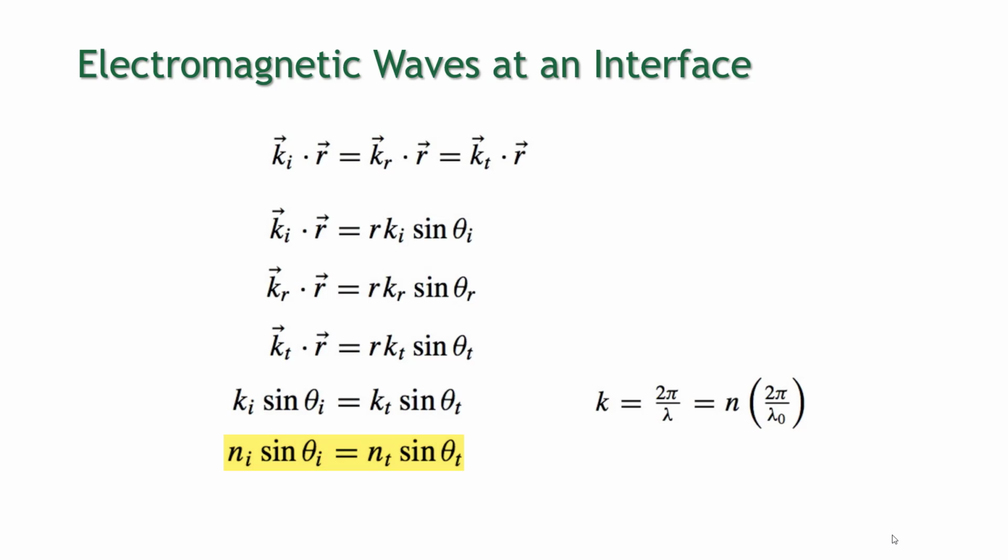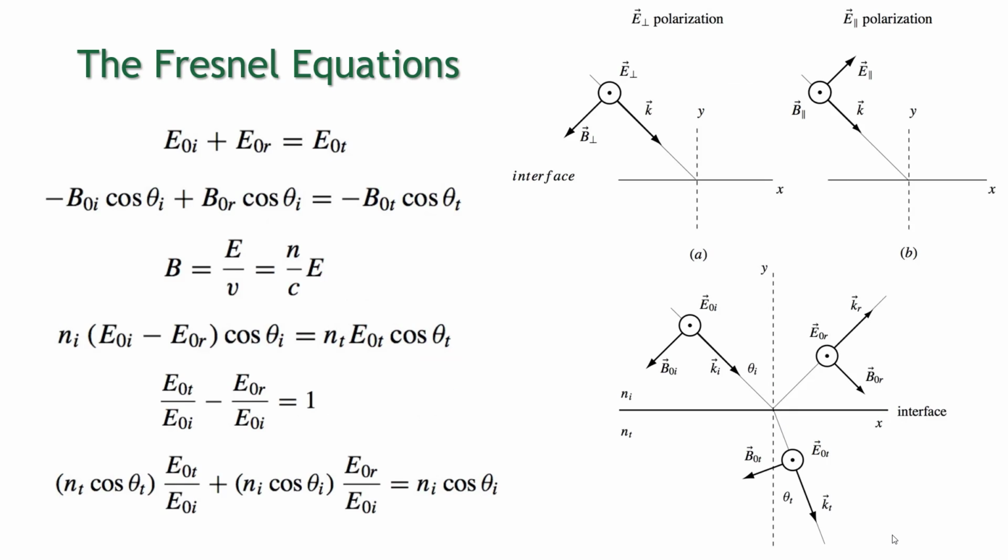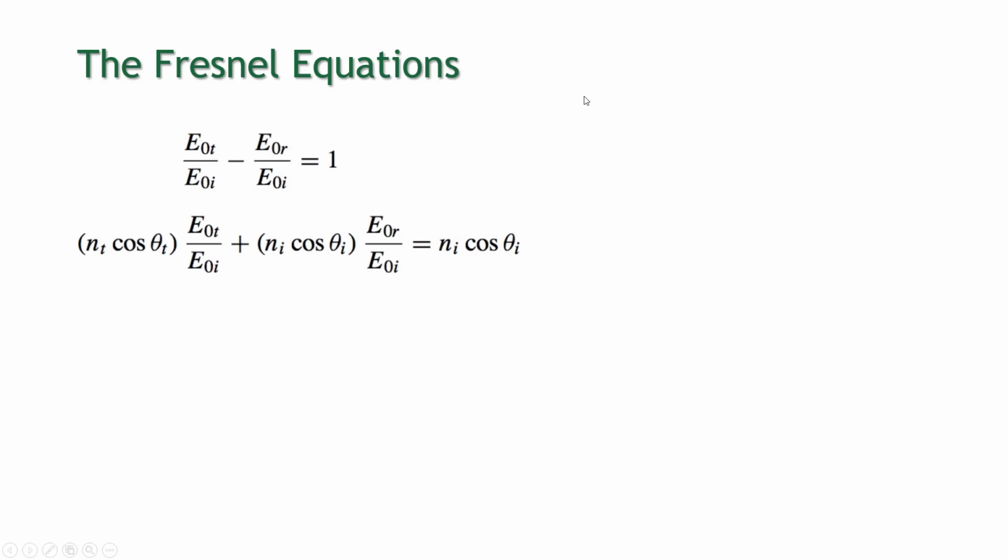Just a recap here, we use the boundary condition for the two types of electric fields. One is the electric field that is perpendicular to the plane of incidence, and the other one is the electric field that is parallel to the plane of incidence.